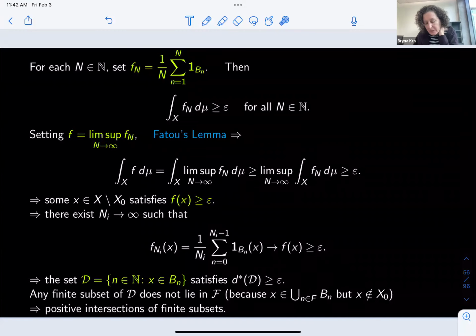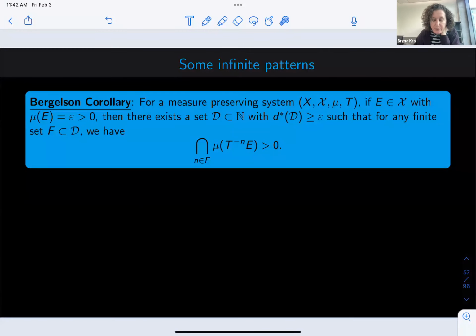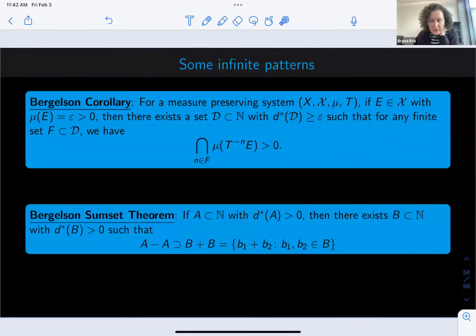Now, this tool was used by Bergelson to prove some very nice things, and the corollary I've written here is really just a restatement of it. But let me tell you the sumset that he got out of this. It's what I really want you to take away from it. It says if you start off with a set A with positive density in the integers, there is some set B with positive density, so that the difference set A minus A contains the sumset B plus B. And these are infinite, because this set B has positive density, so it must be at least infinite.